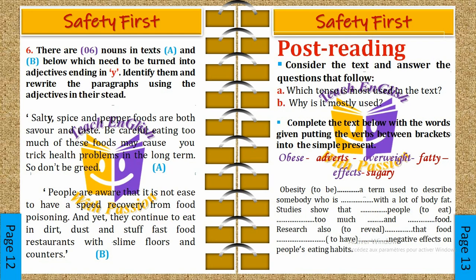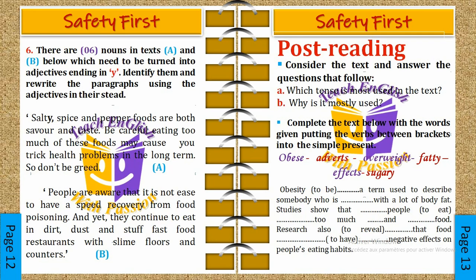Reaching the post-reading phase, the teacher interacts with learners about the questions shown here. Learners identify the prominent verb tense used in the text, which is obviously the simple present, and they try to explain why it is mostly used. Then, the teacher sets them to do the next activity. In this activity, learners are asked to complete the text given with a list of words, putting the verbs between brackets into the simple present.